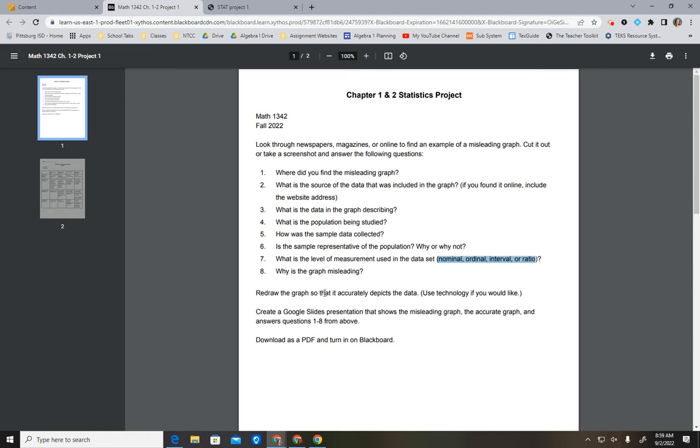Would you prefer us to do the online version or the paper version? You could do either one. If you find a newspaper or magazine, you can take a picture of it and then insert it in your Google Slides. And then turn it in on Blackboard.